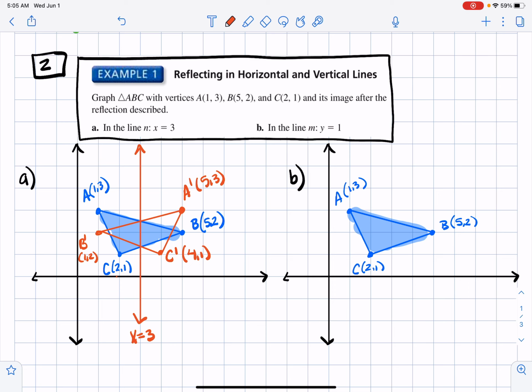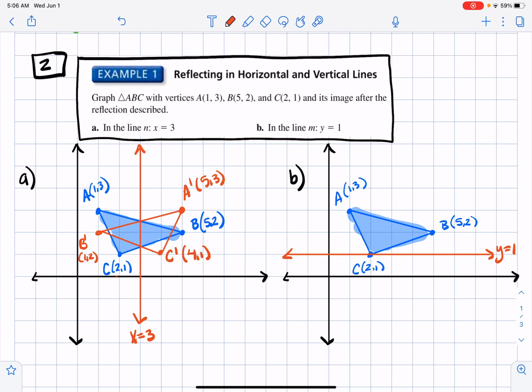Part B says, how about in the line y is equal to 1? Okay, so similarly, again, we have to graph the line y equals 1. So y equals 1 is a horizontal line right here, where y is equal to 1. Let me draw that better for you. Right there. Okay, and we're going to reflect it in that line. So basically, I'm going to tip this blue thing upside down over on itself, okay?